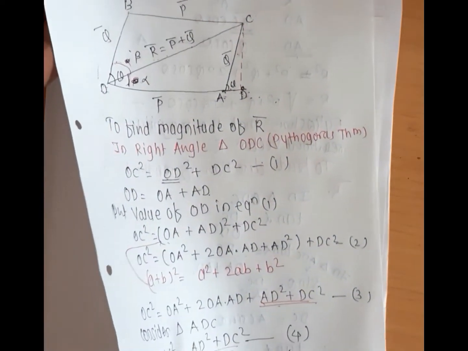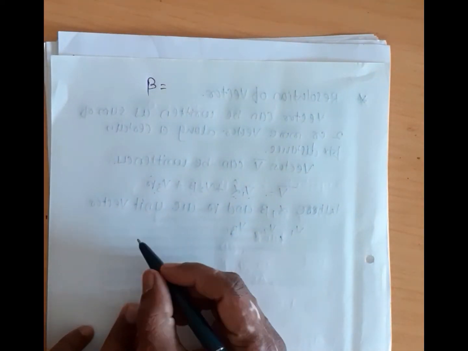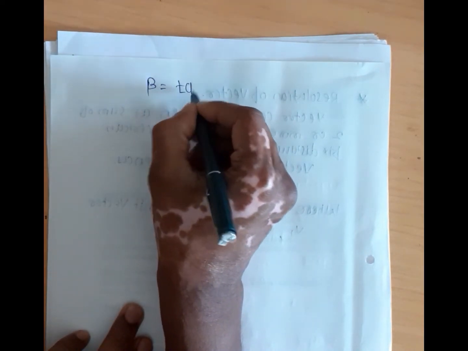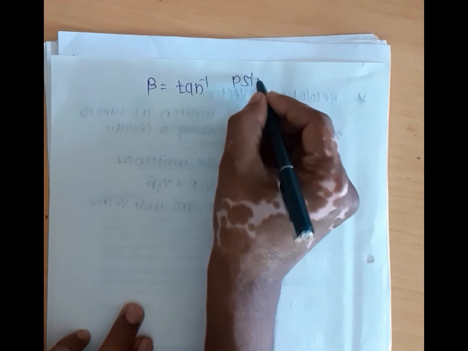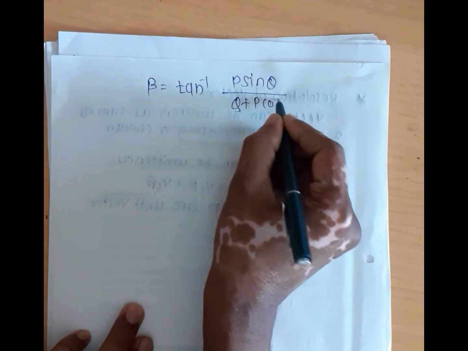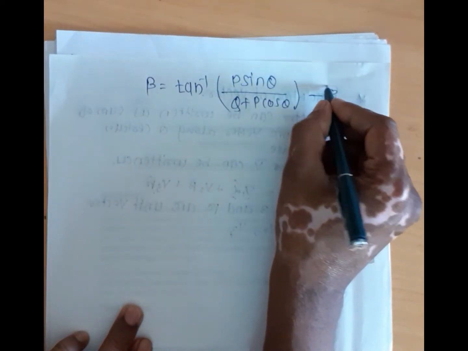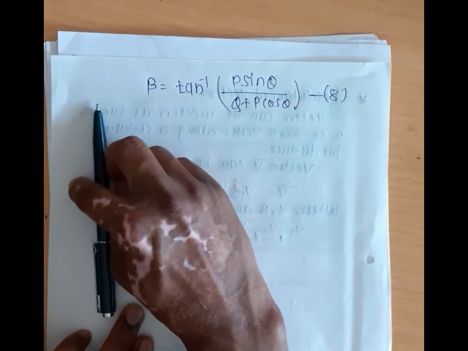So how to find the value of beta? See here. So now beta is equal to the same tan inverse of, instead of Q it is P sin theta over Q plus P cos theta. This again shows the opposite direction of resultant vector R bar.